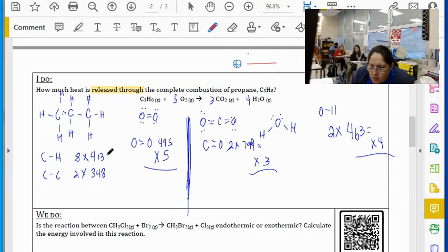Okay, so this is going to equal 3304. So this is 696. So this part ends up being 4,000. And then 495 times 5 is 2475. So this whole side over here ends up being 6475.